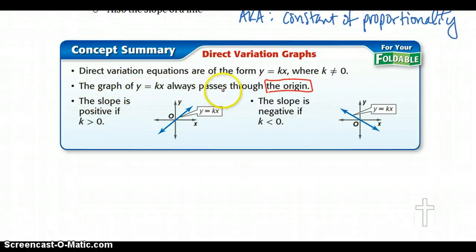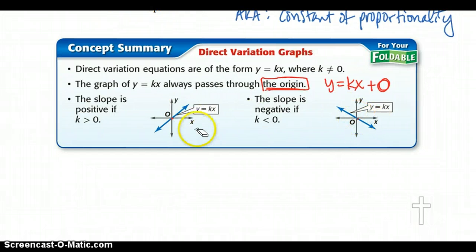All right, and it's always going to pass through the origin. That's why there's no y-intercept. The y-intercept is understood in y equals kx. It's understood that the y-intercept is 0. So you either have a positive slope or a negative slope. They will always pass through the origin. The y-intercept will always be at 0, 0, the origin.